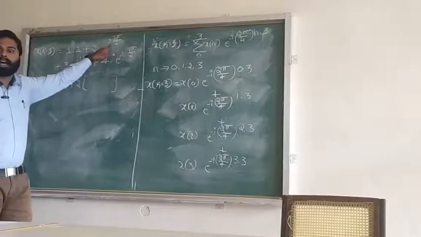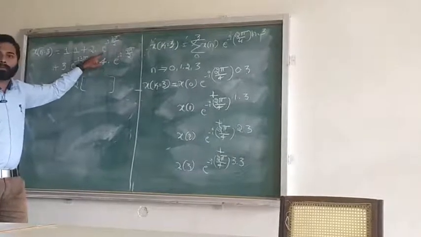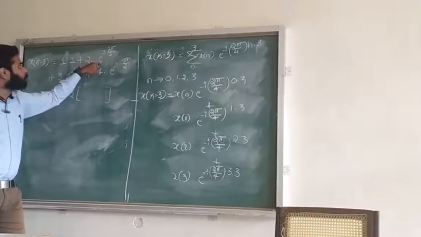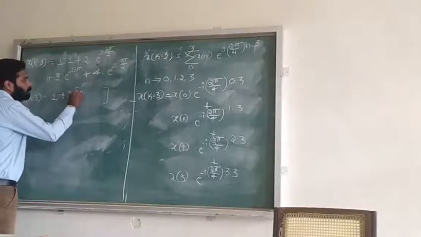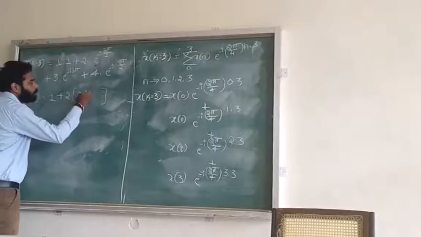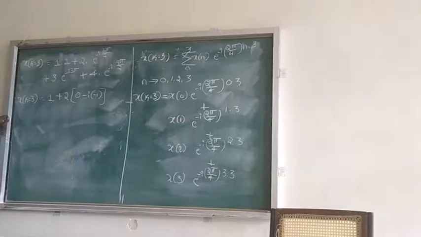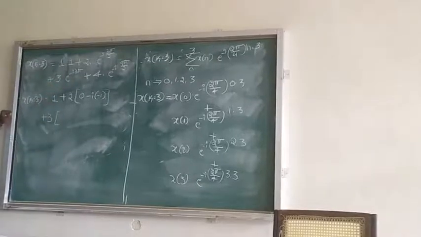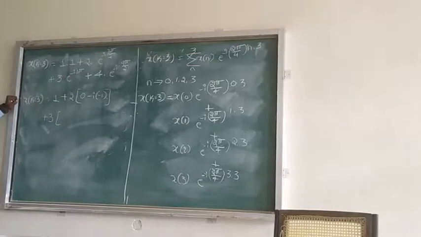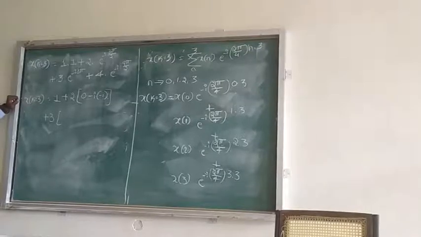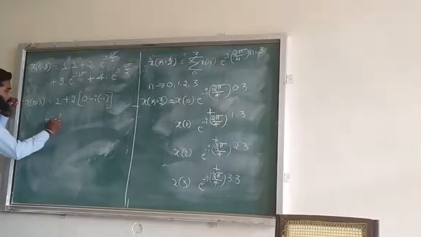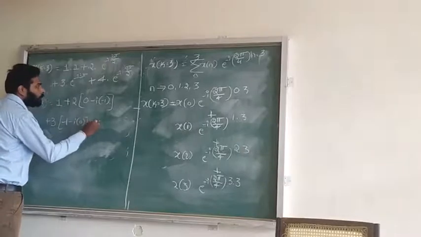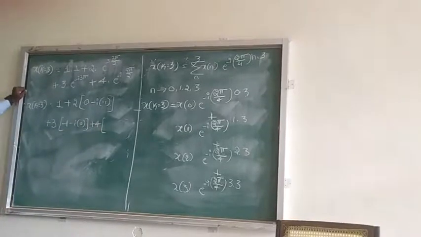it is e raised to minus i 3 pi by 2, that is cos 3 pi by 2 minus i sin 3 pi by 2, that is cos 270 minus i sin 270. So cos 270 is 0. I sin 270 is minus 1, so minus i into minus 1, right? Plus 3 into e raised to minus i 3 pi, cos 3 pi minus i sin 3 pi, that is cos 540 minus i sin 540. Cos 540 is minus 1, i sin 540 is 0. Plus 4 into e raised to minus i 9 pi by 2.